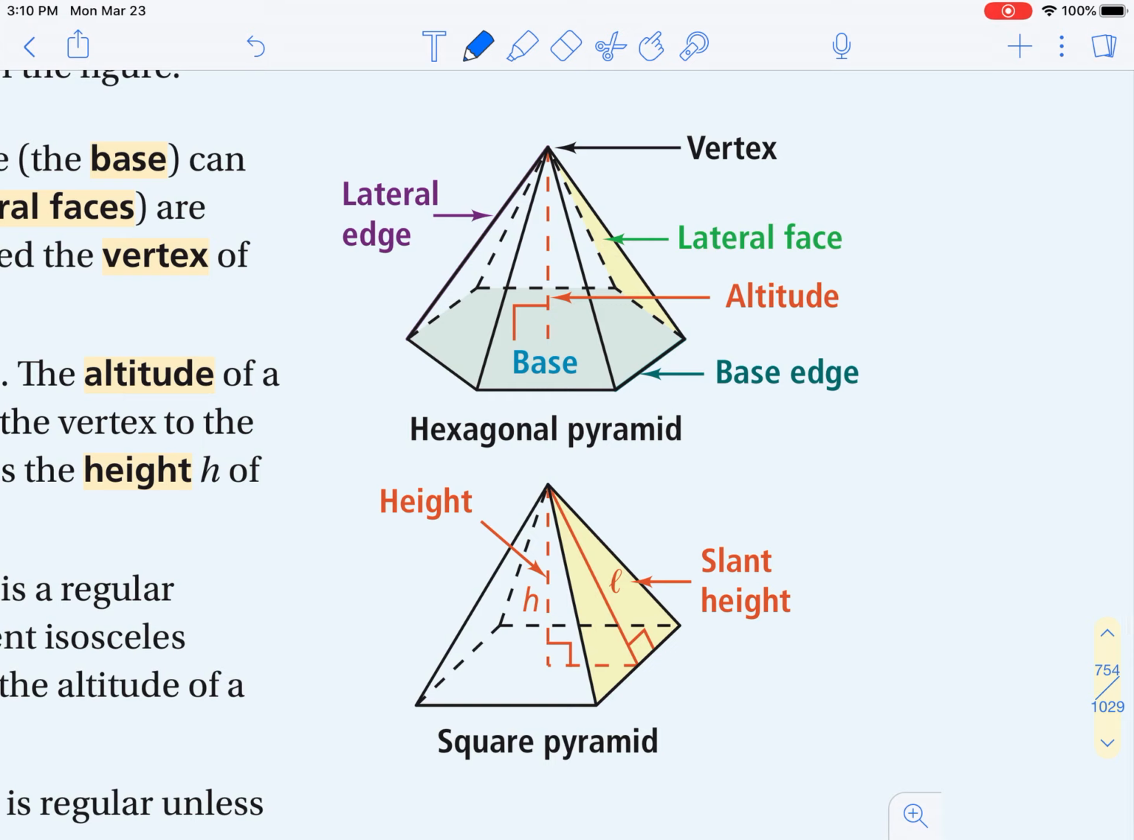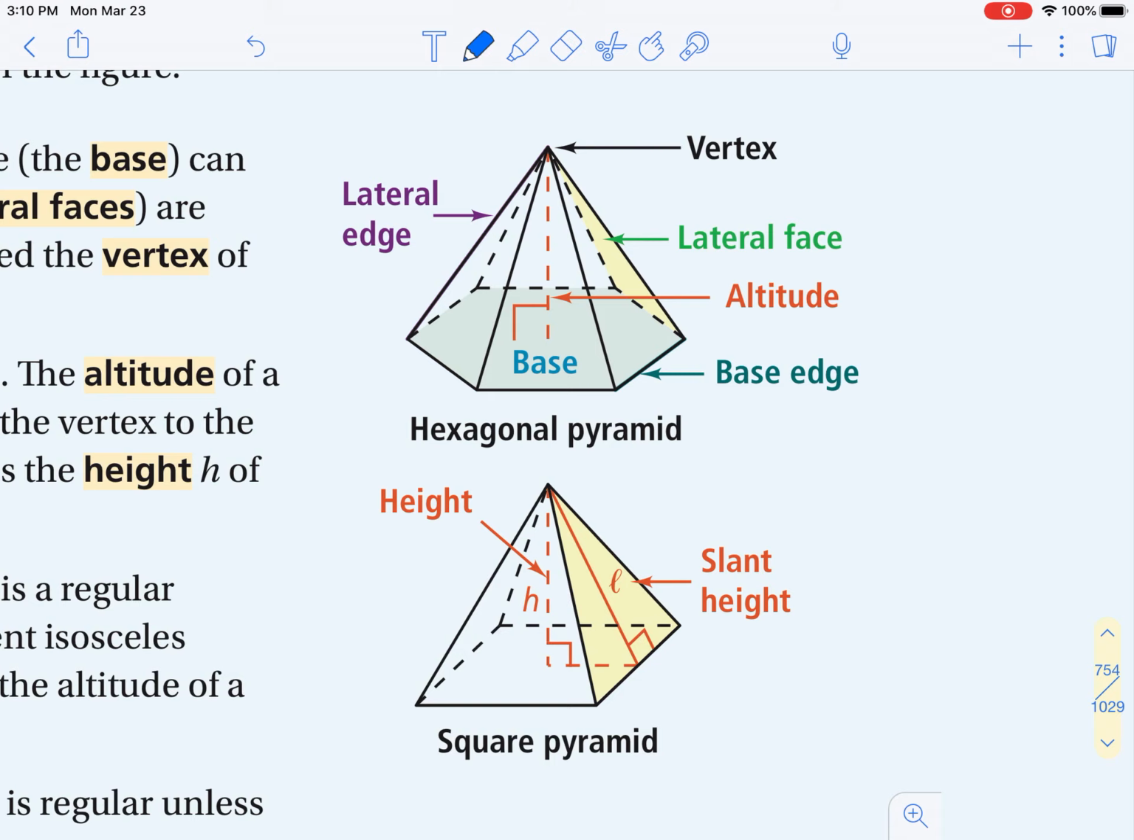So, first of all, we're talking about pyramids. They are identified by the base. So, if you take a look, this guy is a hexagon. So, we're going to call this a hexagonal pyramid. The one on the bottom, that's a square. We're going to call that a square pyramid. So, whatever the shape is on the bottom, that's going to be the shape of the pyramid, right? And then we just say pyramid.